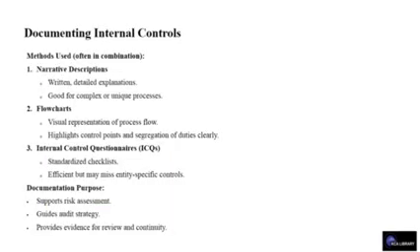Looking at documenting internal control, there are methods that are used, and these are often combined together. The first is narrative description, which is written and detailed, and good for complex or unique processes. We also have a flow chart, which is a visual representation of process flow, and it highlights control points and segregation of duties clearly. We also have internal control questionnaires, a standardized checklist which is efficient but may miss entity-specific controls. The purpose of documentation is to support risk assessment, to guide audit strategy, and lastly to provide evidence for review.